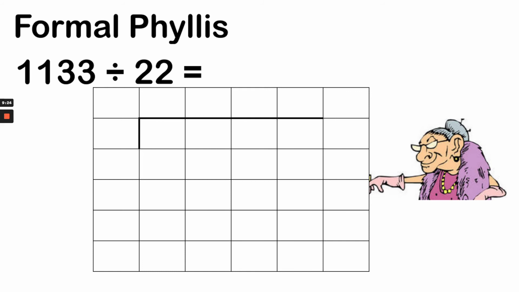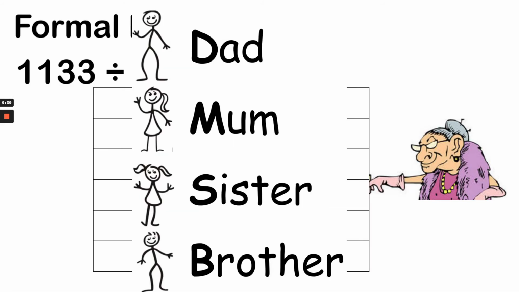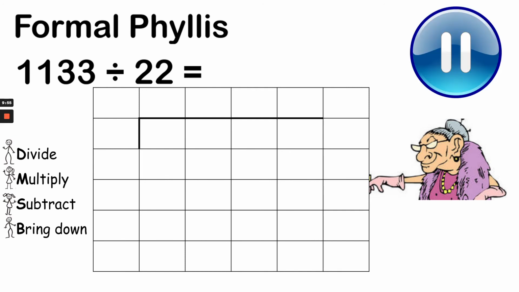She's got 1,133 divided by 22, and she's going to use the formal written method for long division. And what's that really important question we ask ourselves? Does my sister burp? Dad, mum, sister, brother. Divide, multiply, subtract, bring down. These things will really help you with that flow and that pattern for using long division. So pause your video and have a go.